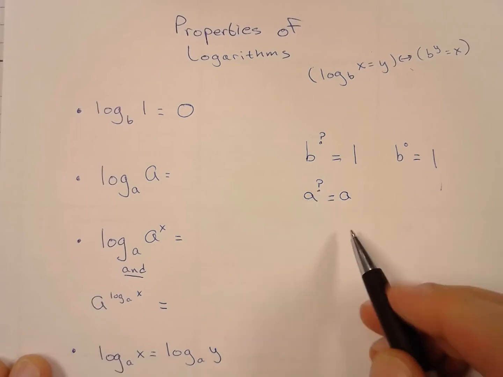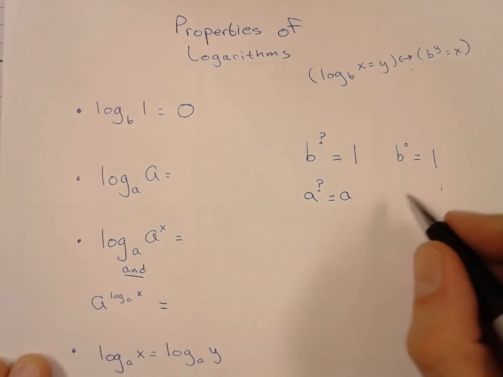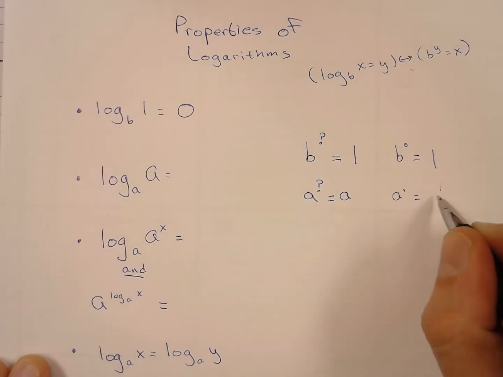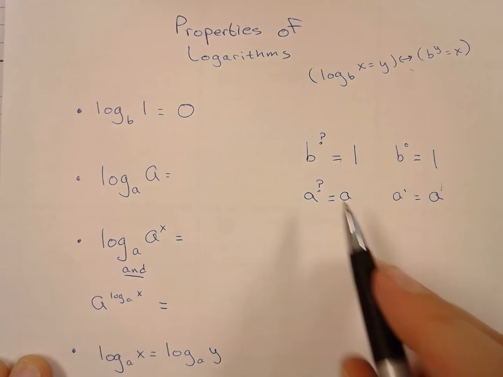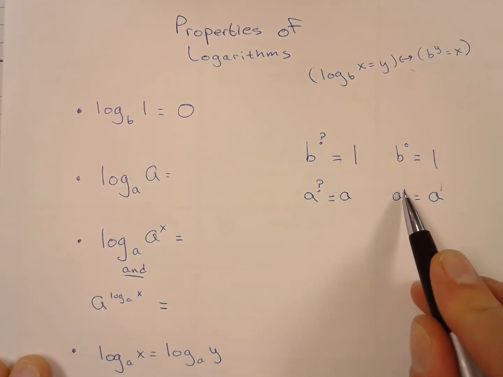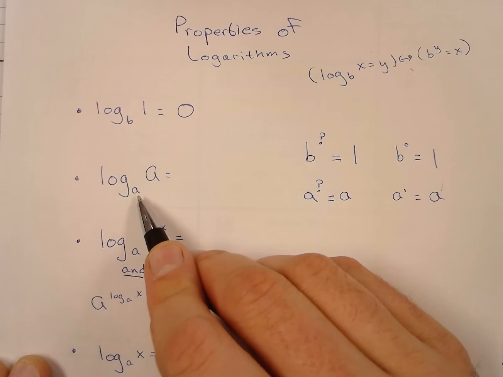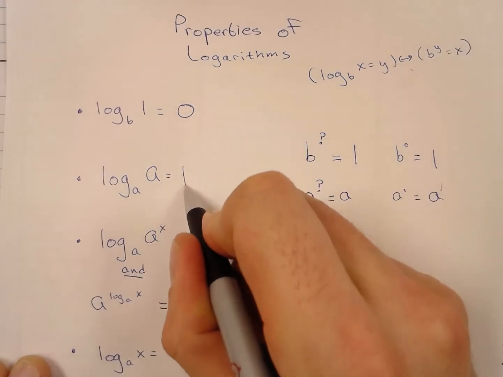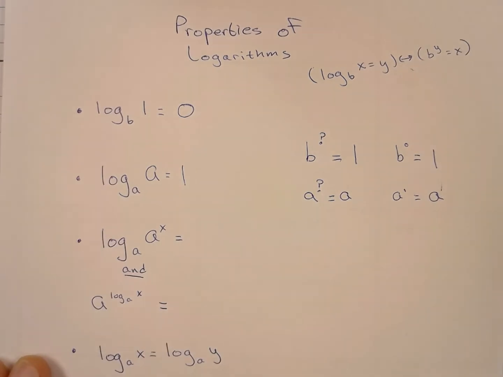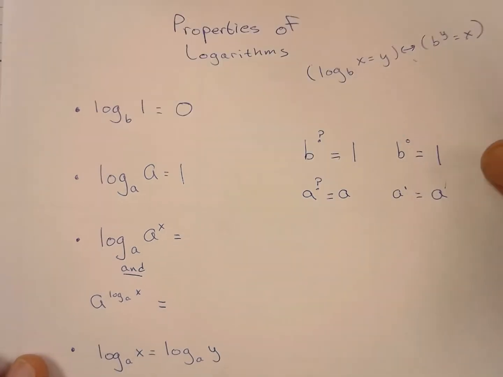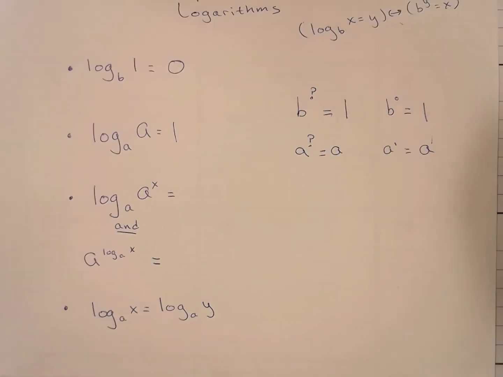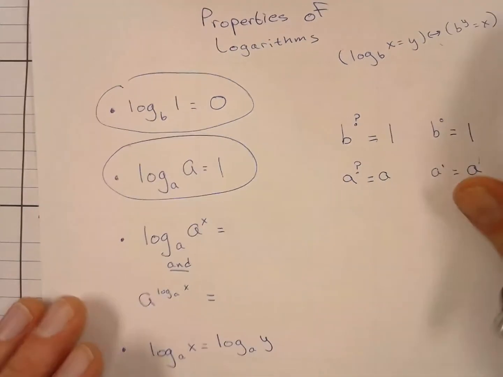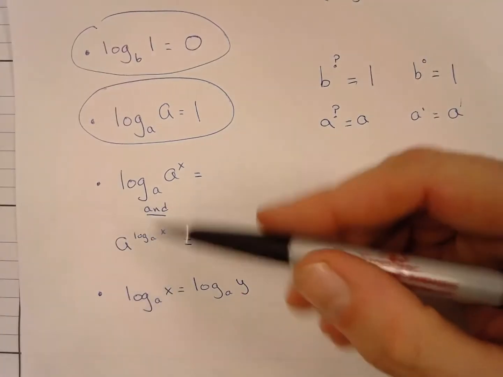So a raised to what power equals a? Now hopefully you guys remember from your exponent rules, something raised to the first power is just itself. So this question mark will have to be the number 1, any log base of that same number base will always equal 1. Let us take a look at, oh yeah, so this is a property. That's a property. That's the end of the property. Let's take a look at these two.